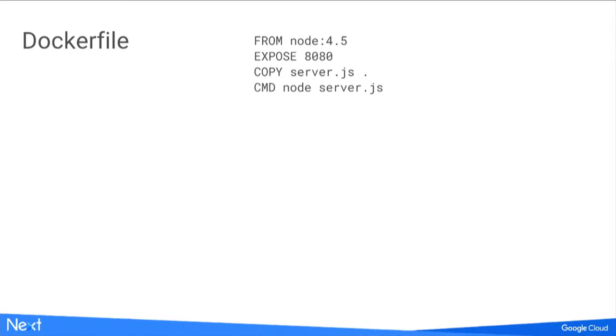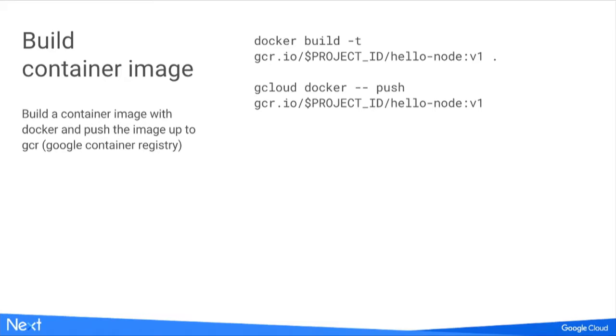We want to expose port 8080. The source file is server.js that we talked about before. And the command is we just want to run node server.js. So that's a simple Dockerfile. And the next step really is, well, let's go build a container image.